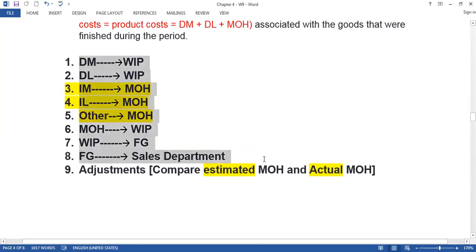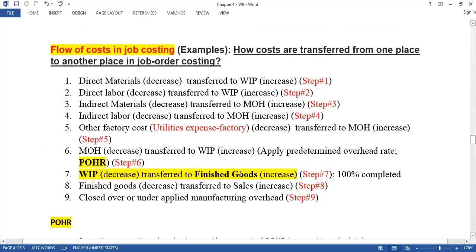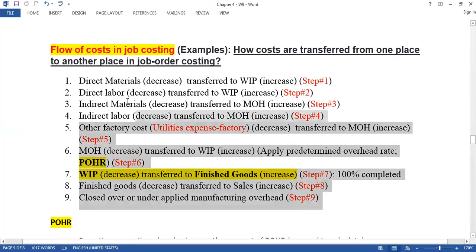But these are the main steps. Direct materials transfer to WIP, direct labor transfer to WIP, indirect material, indirect labor, and other costs transfer to MOH. Okay. Then MOH transfers to WIP, WIP transfers to finished goods, then to the sales department. Then if we make any wrong estimation, at the end of the year we need to do some adjustment. So these are the steps. 9 steps.